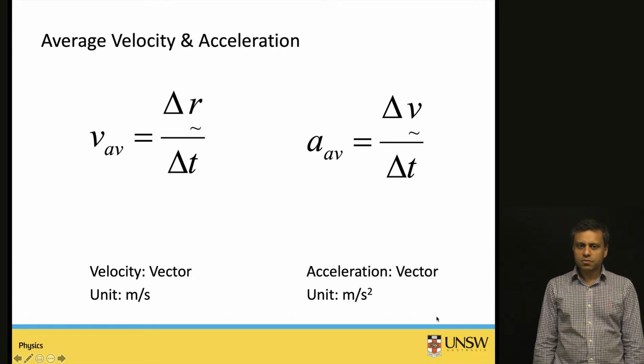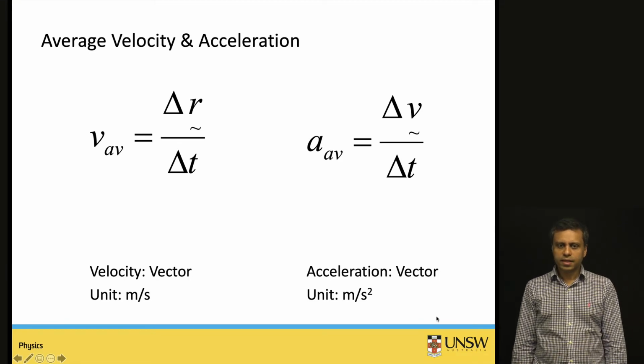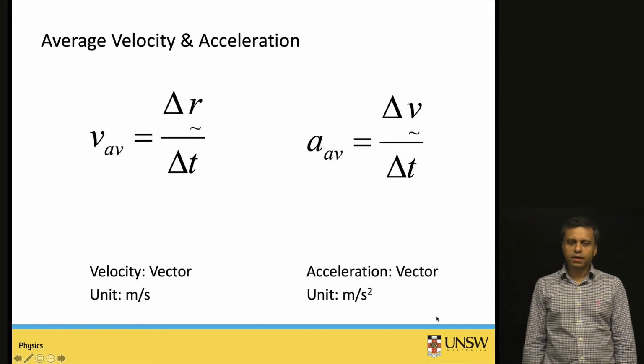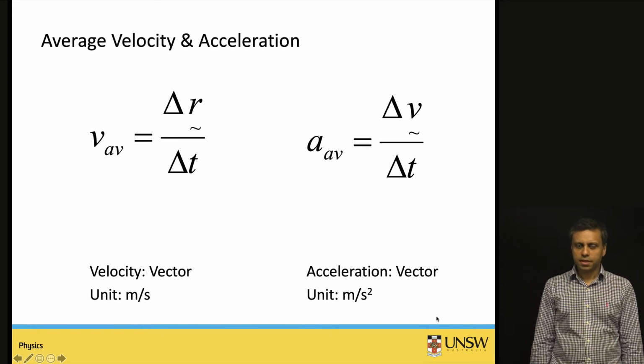And then we have another quantity that tells us if the velocity is changing over time or not. And this is called acceleration. In this case, we define an average acceleration as change in velocity over change in time.